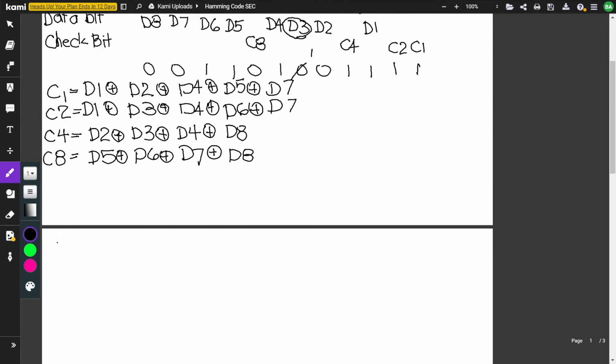So we have C1. D1 is 1. And then D2 is 0. And then next is D4, D4 is 1. And then D5 is also 1. And then D7 is 0. So that is our value. And then we will have the XOR operation.